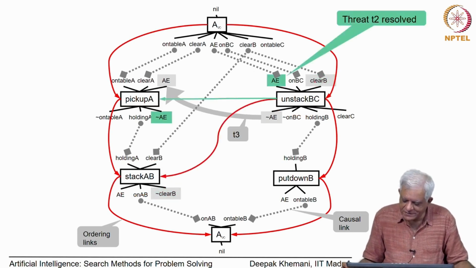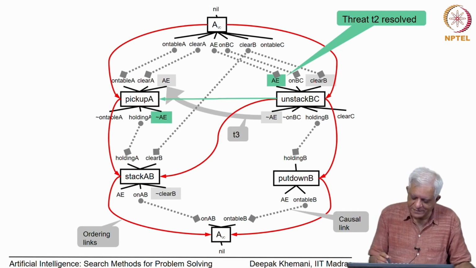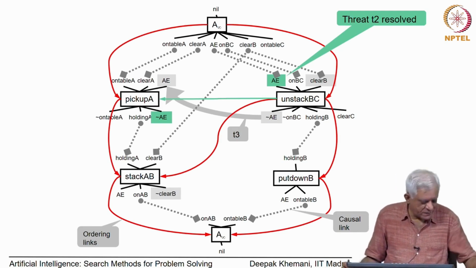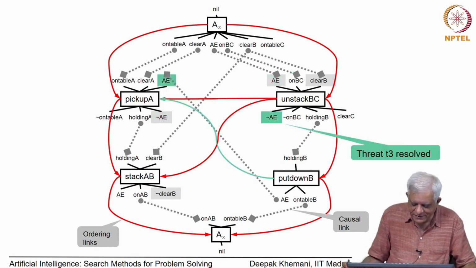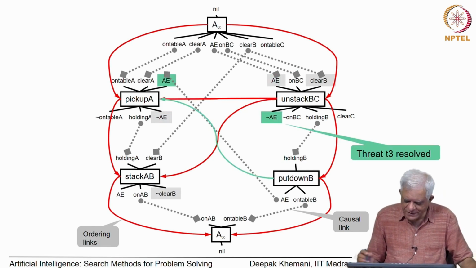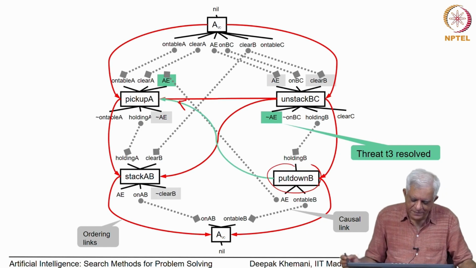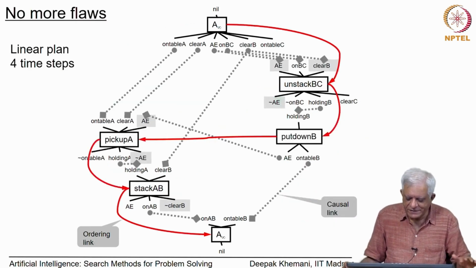Likewise, we can add an ordering link to say that unstack BC must happen before pickup A, so that this arm empty condition is not conflicting as it was in threat 2, and in a similar fashion, by saying that put down B must happen before, this is a link that we are adding, pickup A, the third threat will also vanish. So, at this point we will see that there are no more threats in the plan, and we can draw a neater version of this to say that this is what finally matters.